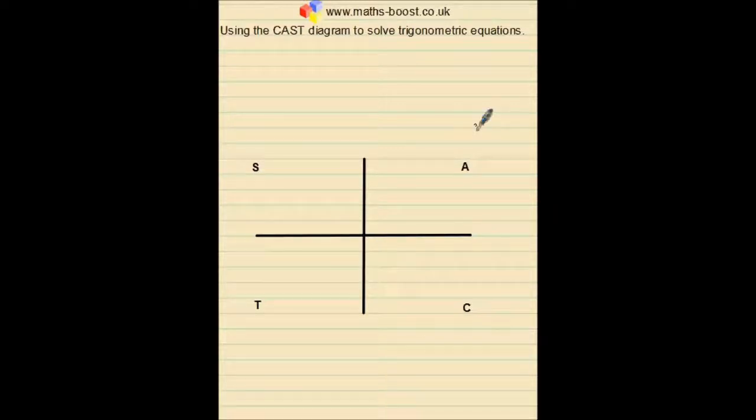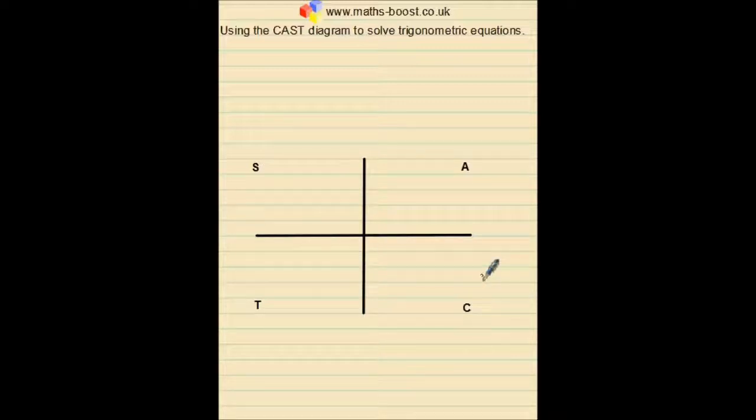The second thing you need to understand about the CAST diagram is that it shows you, for any given angle, whether the sine, cos or tan function is going to be positive or negative. To that end, these letters show which trigonometric ratios are positive in each quadrant. So for example, any angle drawn in this quadrant will be positive if it were sine, and conversely negative if it were cosine or tan.